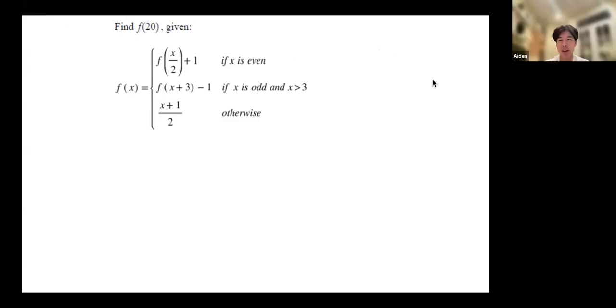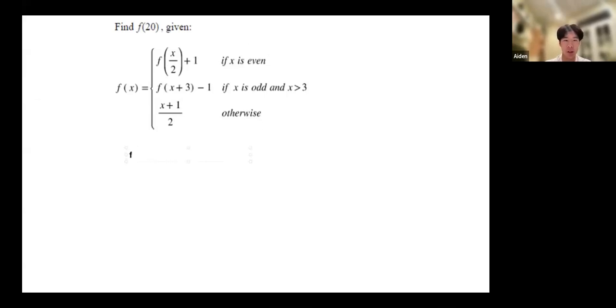It seems like a lot of people are getting mixed answers, so I can explain. If we look at the question and the three cases: if x is even, we follow the top case. If x is odd and greater than 3, we follow the middle case. And if x doesn't meet either one of these, then we follow the last case.